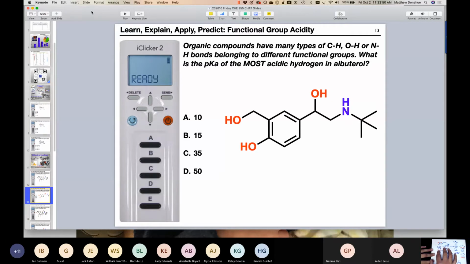So is this concept clear about why we're claiming that even though we have OH and OH, one is more acidic than the other, using some of the concepts from that table?